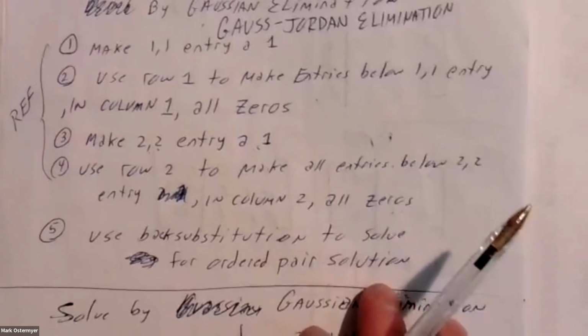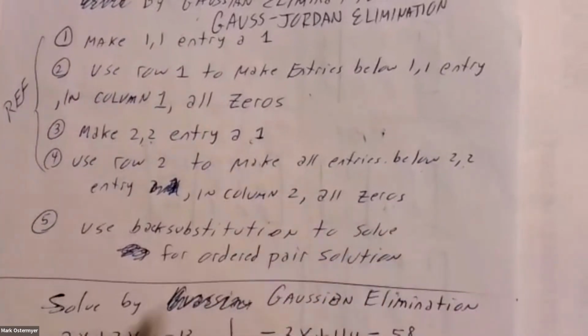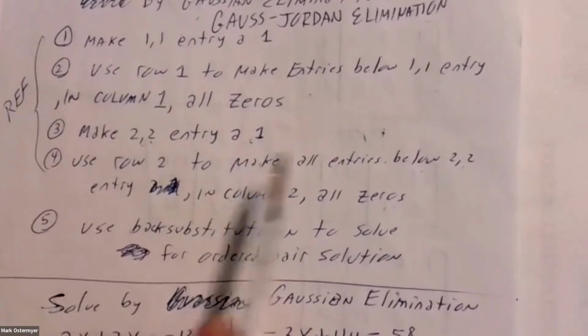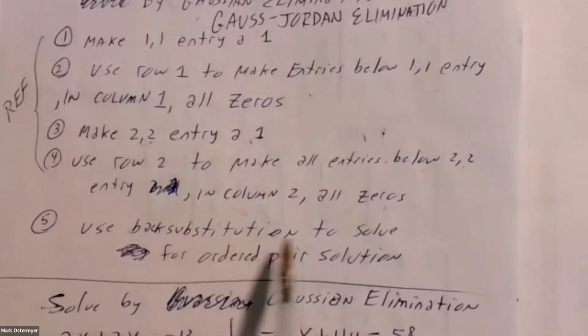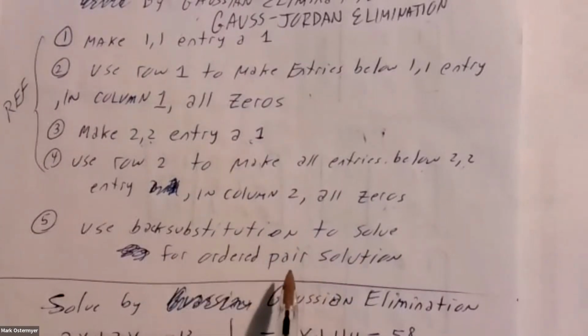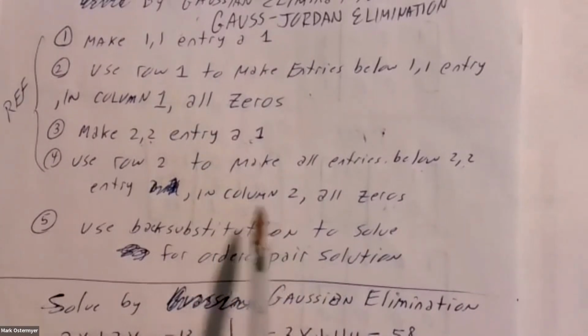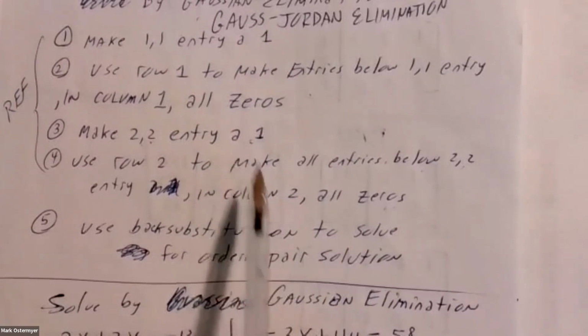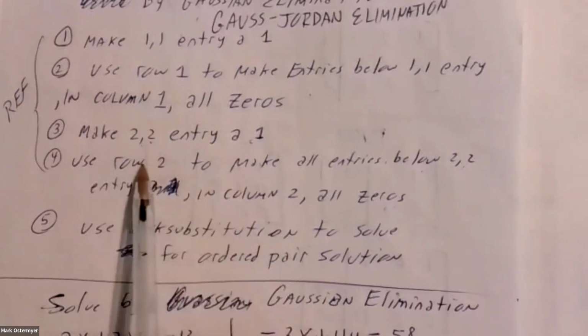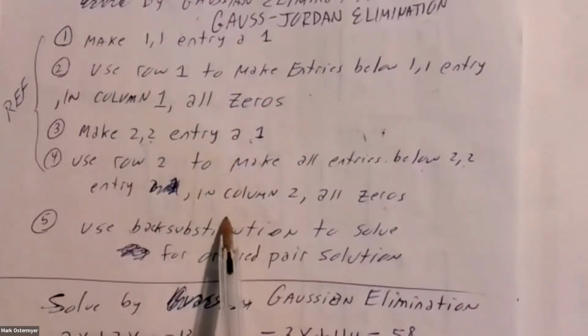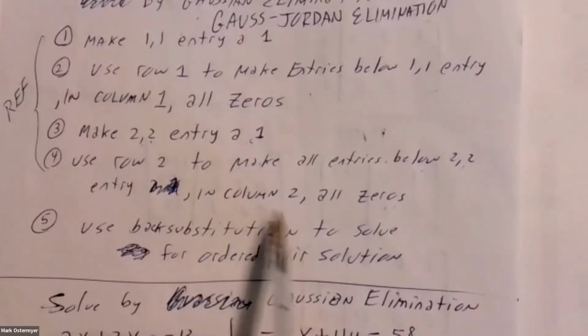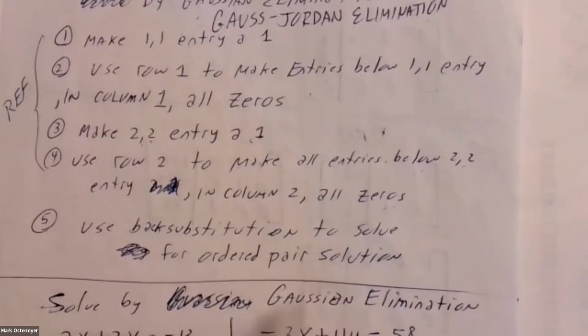All right, so once we clear out the rest of column 2 below the main diagonal, then, because remember, this was a system of 2 equations, 2 unknowns, essentially we're almost done. All we have to do is use what's called back substitution to recover our x and y coordinates of our ordered pair solution. If this was a system of 3 equations and 3 unknowns, ladies and gentlemen, we have to just continue going onwards. So after clearing out the rest of column 2 using row 2, the next step would be to make the 3-3 entry become a 1. And then use row 3 to clear out the rest of column 3, etc., etc., etc.